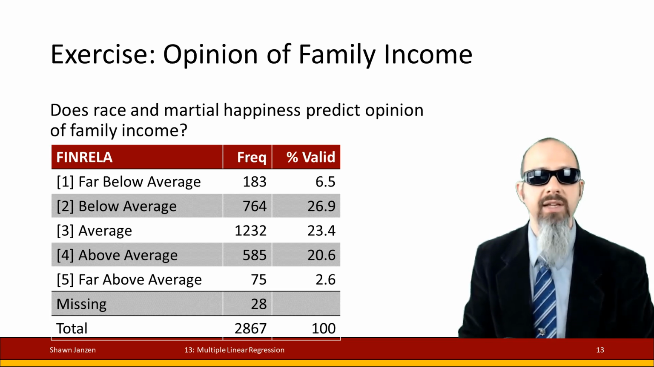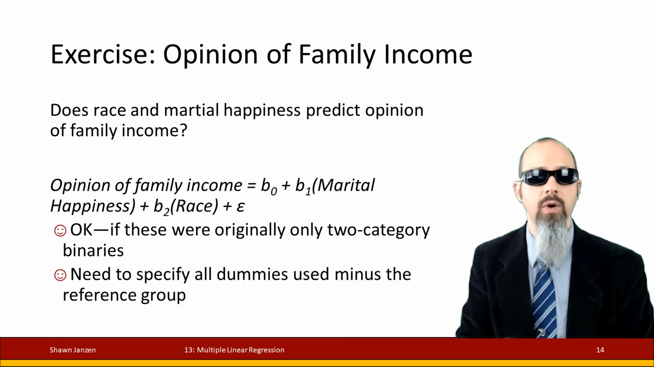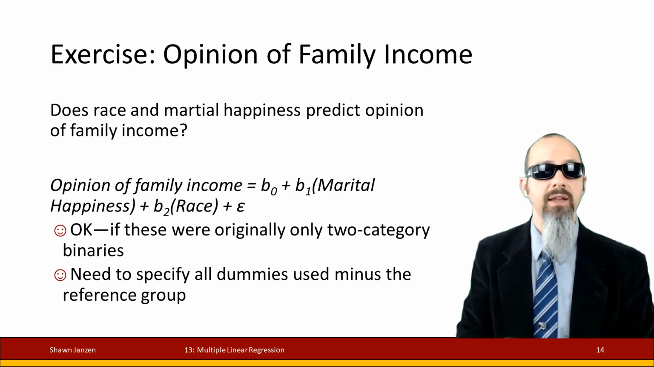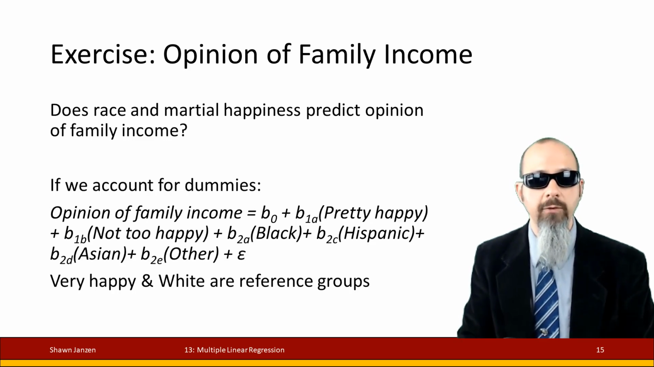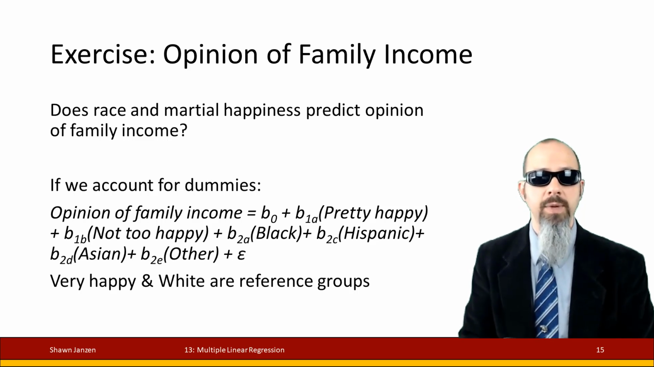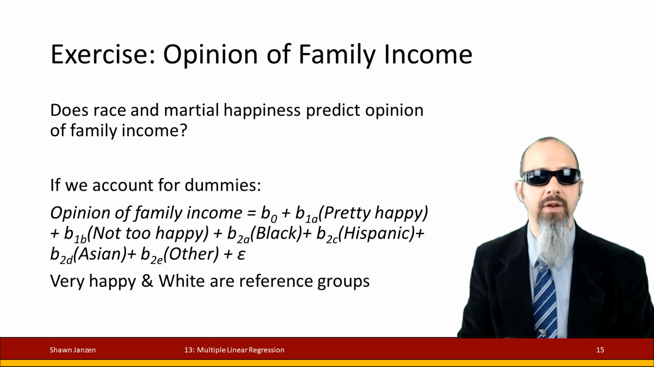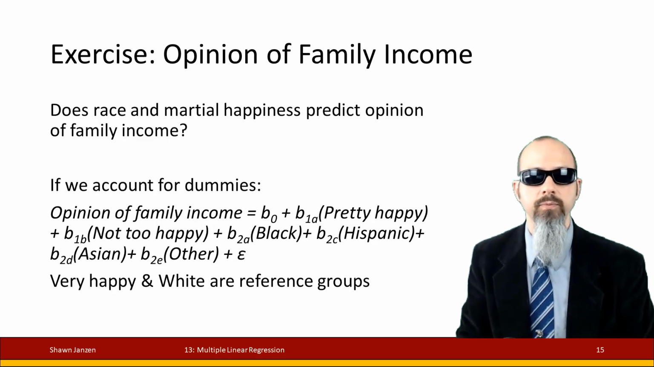And I want to see how your race and your marital happiness help predict your sense of your family income. So let's go ahead and get it fired up into a default regression equation where I have the opinion on family income equal to my y-intercept plus my coefficient times marital happiness plus my coefficient times race. This is good if these are racial categories, but if I want to show what it's going to look like with all the dummy variables minus the reference groups, then I'm going to have the opinion on family income equal to my y-intercept plus my pretty happy and not too happy variables plus black, Hispanic, Asian, and other. And I've left out very happy and white, where these are my reference groups.